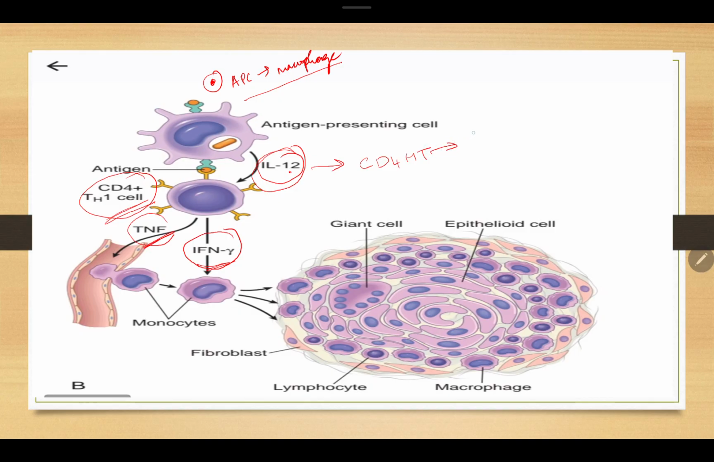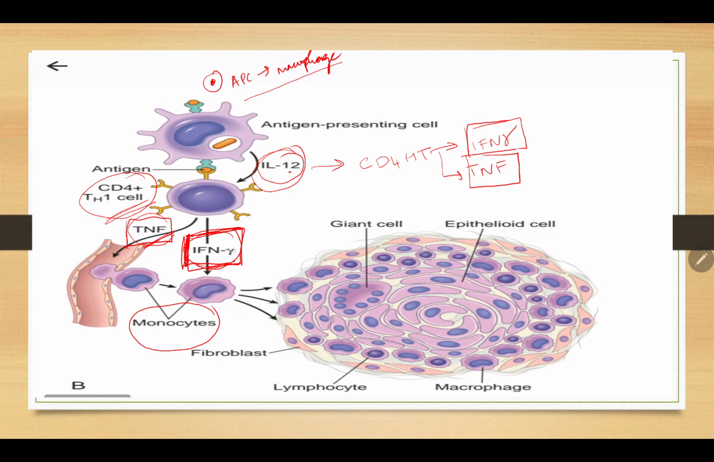So these activated T lymphocytes will release interferon gamma and secrete tumor necrosis factor, and this will cause the activation of the macrophages.